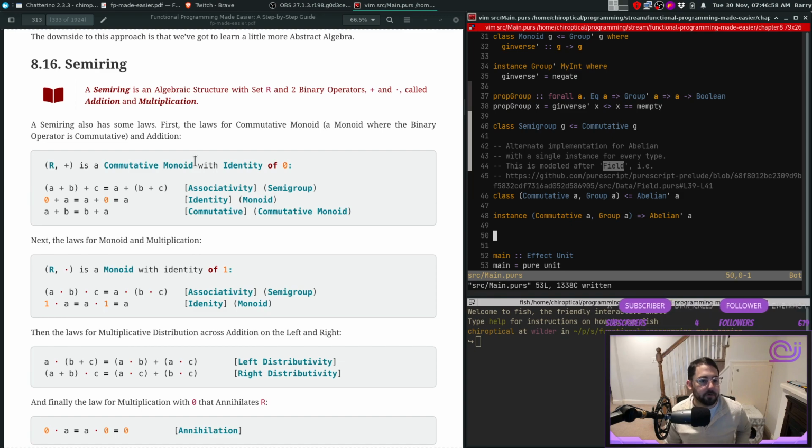All right, so semi-ring. A semi-ring is an algebraic structure with a set R and two binary operators, plus and dot, called addition and multiplication.